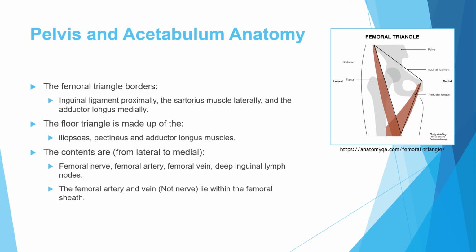Then the contents from lateral to medial, as we discussed before when we discussed the approaches, are the femoral nerve, then the femoral artery, then the femoral vein, and the deep inguinal lymph node. So the most medial structure is the vein, and the most lateral structure is the nerve. Remember, the artery and the vein are within the femoral sheath. The nerve is not within the femoral sheath.